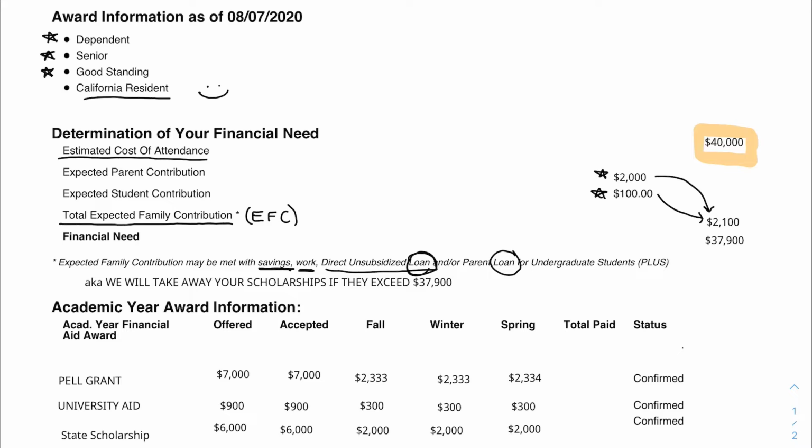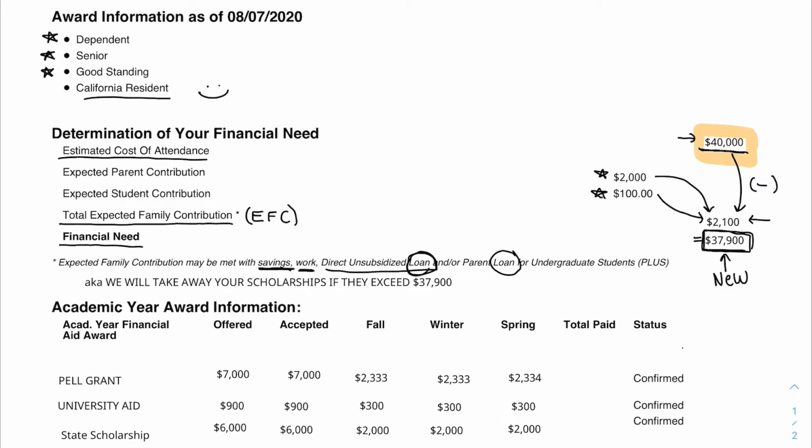So in order to figure out your financial need, which is the amount of money that scholarships can pay for you to go to school, all you do is take your estimated cost of attendance, subtract your total expected family contribution, and you'll have your financial need. In this case, it's $40,000 minus $2,100, which will get us $37,900. This number, $37,900, is your new cost of attendance.